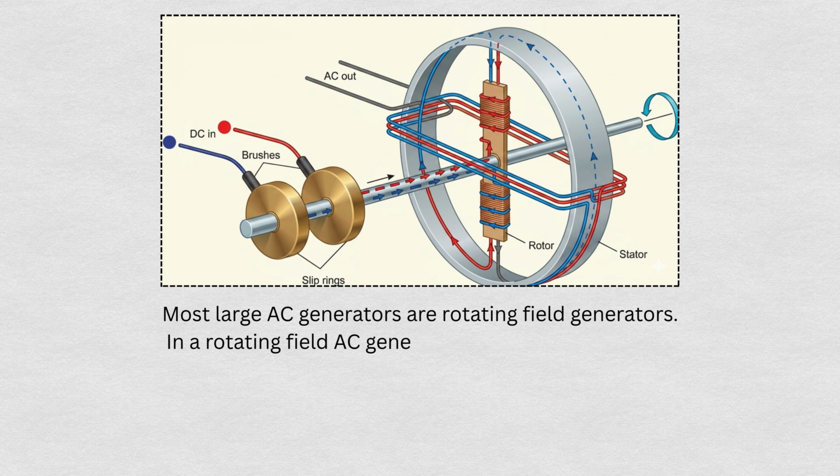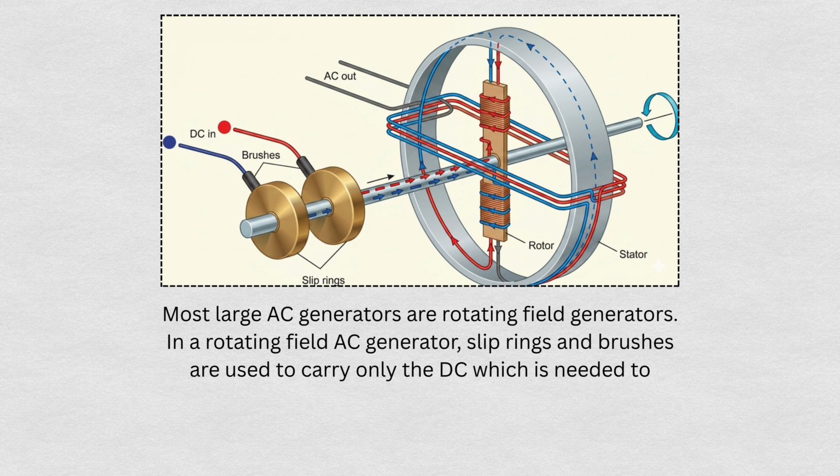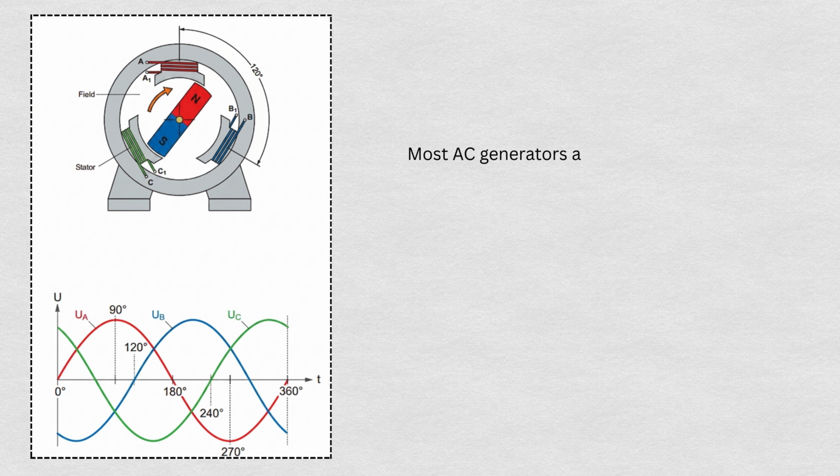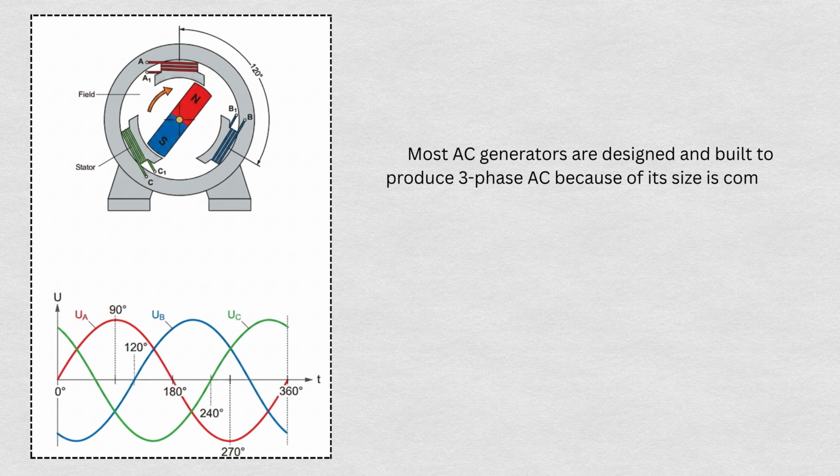In a rotating field AC generator, slip rings and brushes are used to carry only the DC which is needed to create the magnetic field. This is significantly less than the generator's AC output. Most AC generators are designed and built to produce three-phase AC because of its compact size, and a better efficiency is reached with such an arrangement.